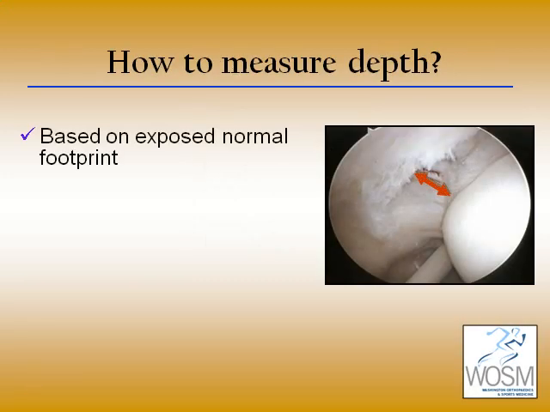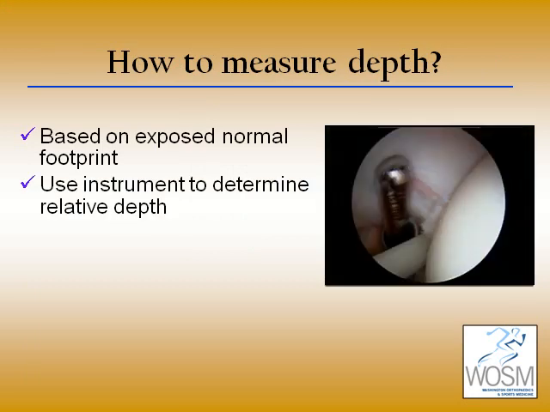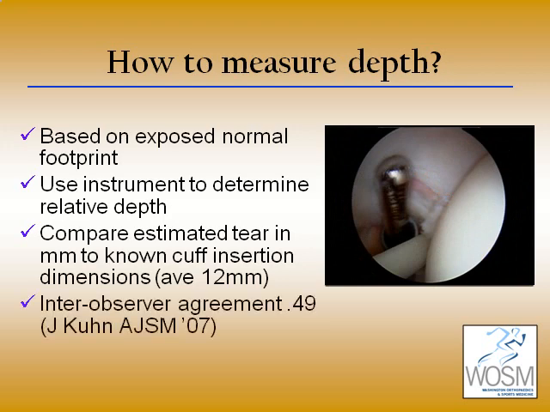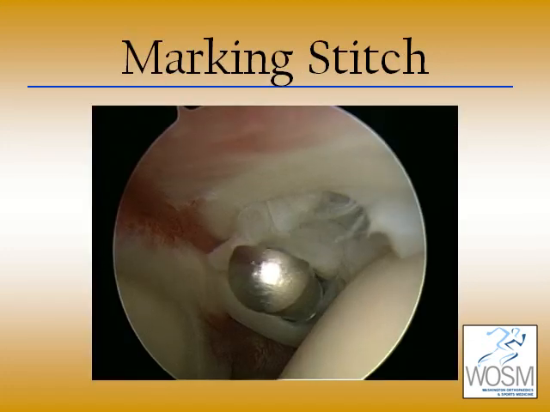How do we measure the depth of the tear? Well, we can base it on the exposed normal footprint. We can use an instrument of known dimensions to determine the relative depth. We can then compare it to the known cuff insertion dimensions, which averages 12 millimeters. And Jed Kuhn has looked at this and shown that inter-observer variability is high, with only 49% agreement amongst clinicians.